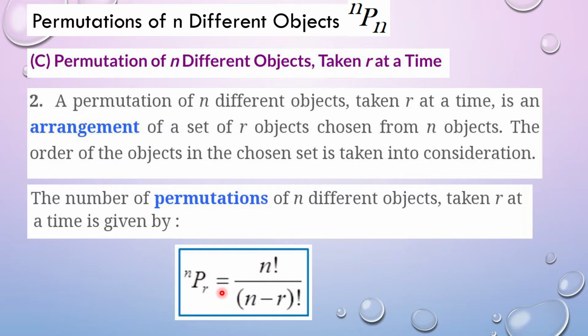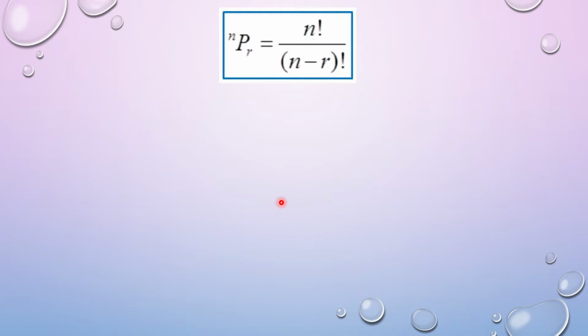Okay, so it can be written as nPr equals n factorial over (n minus r) factorial. So please remember this formula. Okay, now before we go into the problem solving, let's see how to apply this formula.